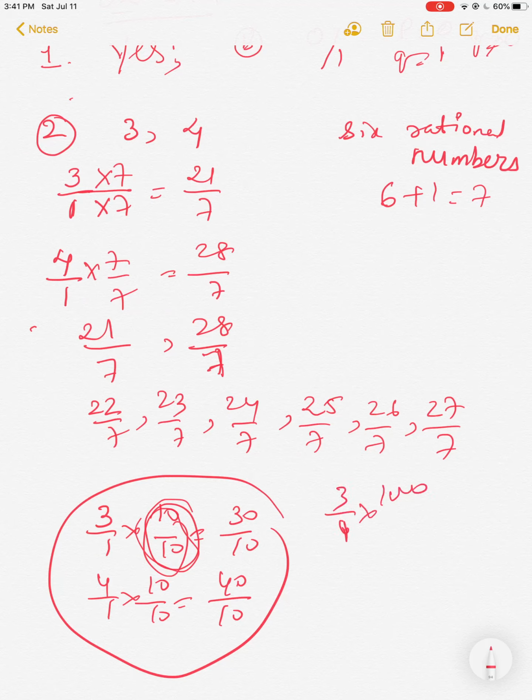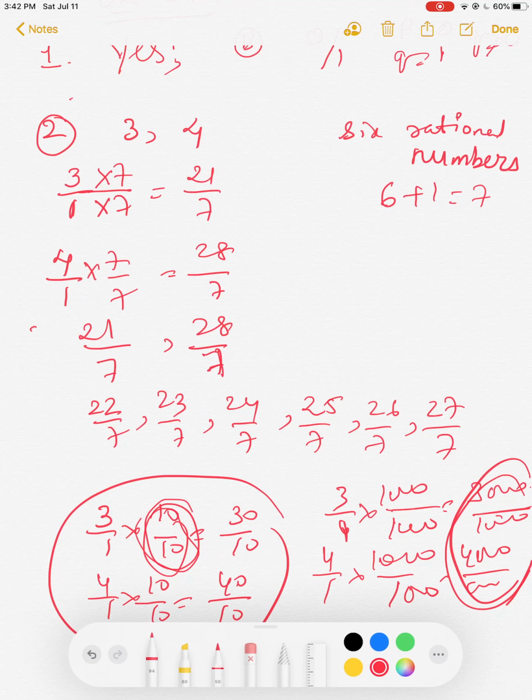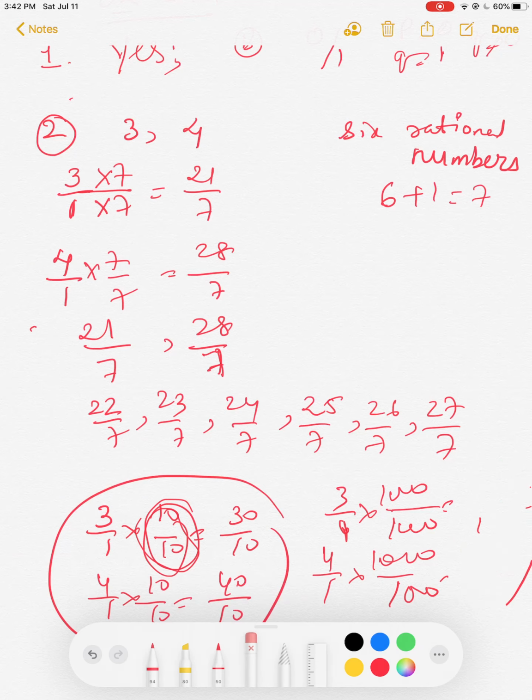3 upon 1 into 1000 upon 1000, 3000 upon 1000. 4 upon 1 into 1000 upon 1000, so we will be getting 4000 upon 1000. So here we will be getting 998 numbers, excluding these two. Like that, any number you want, you can multiply, but numerator and denominator should be multiplied by the same number. So that is why this answer may not match with your answers given at the back.